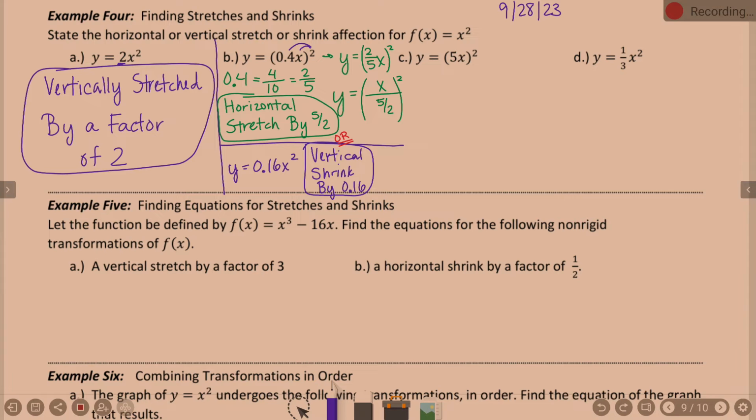Okay, so the design of this problem, because this was in parentheses and not squared yet, was to get you thinking about horizontal. However, there is a vertical component as well. On example A, it was just 2 times x squared, so that was definitely a vertical one. We didn't really have the horizontal to think about there. Okay, so let's try and talk our way through C then. C is y equals 5x quantity squared.